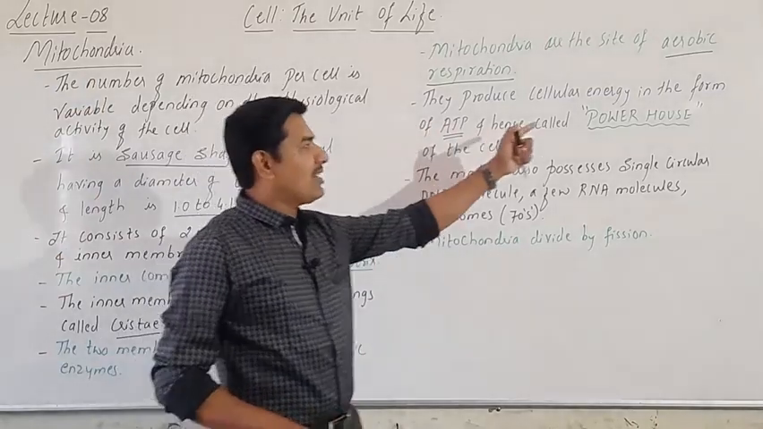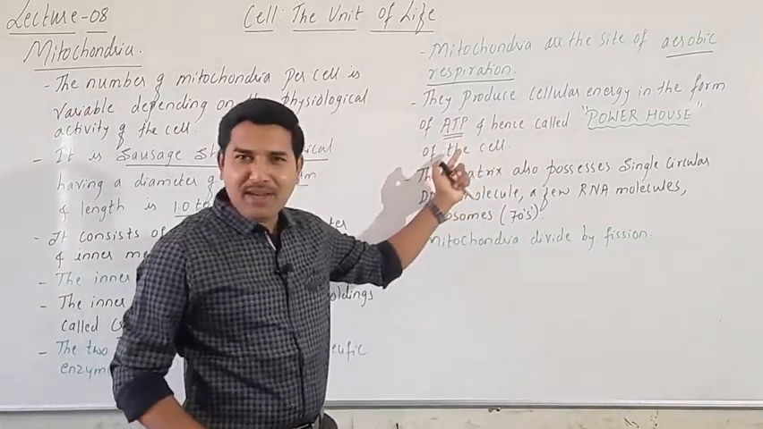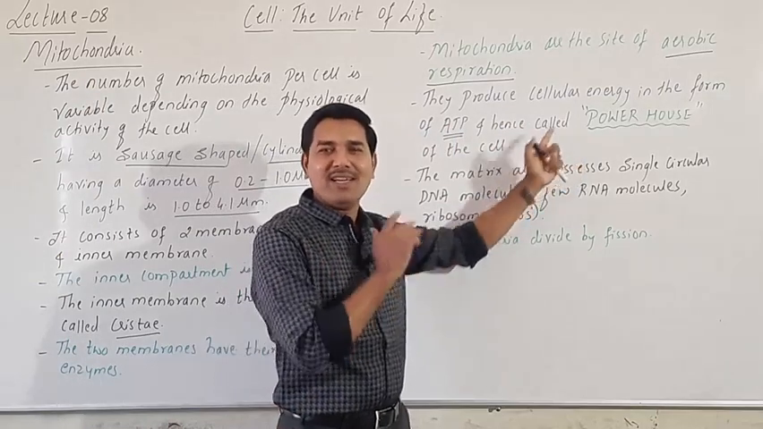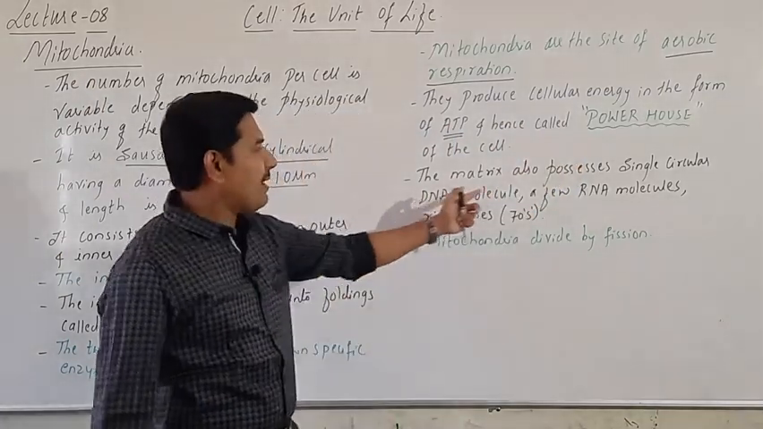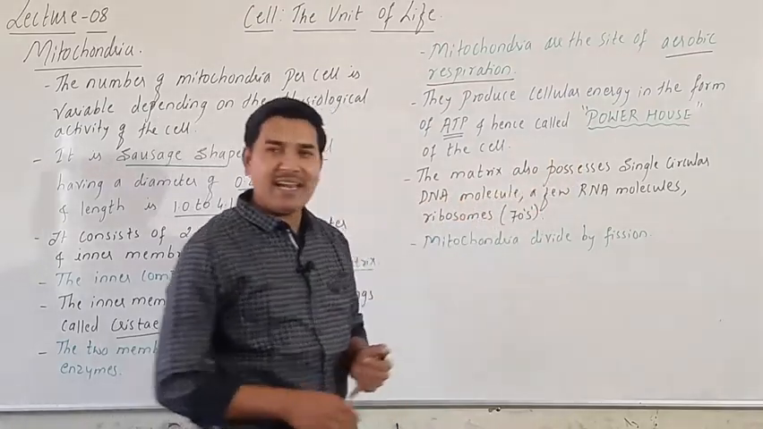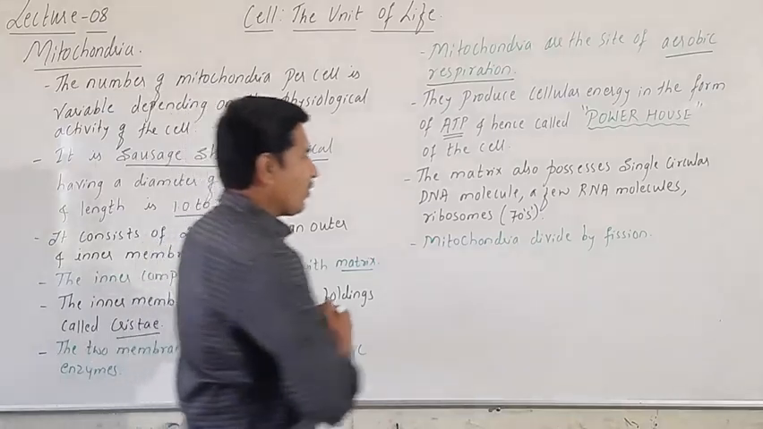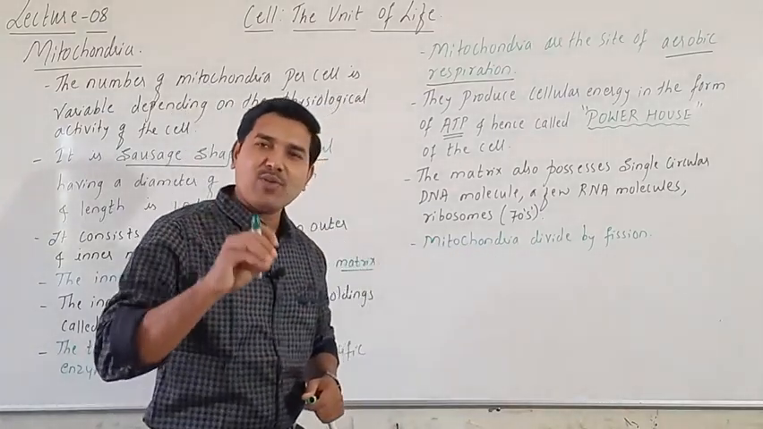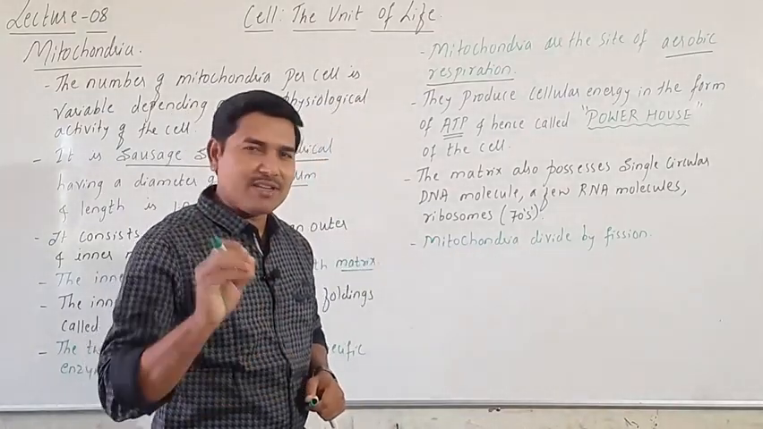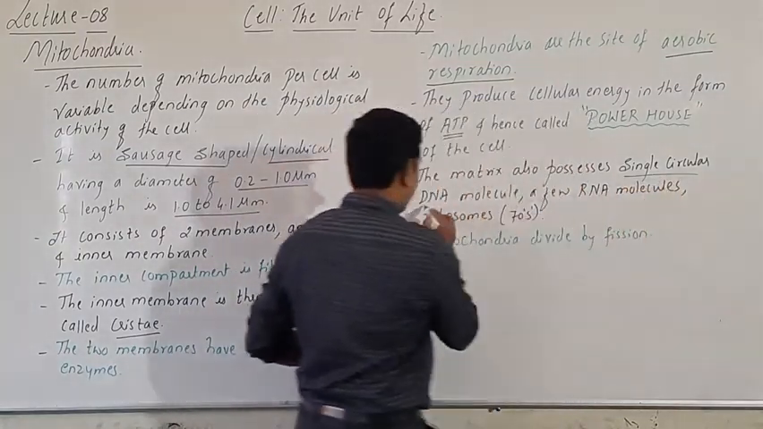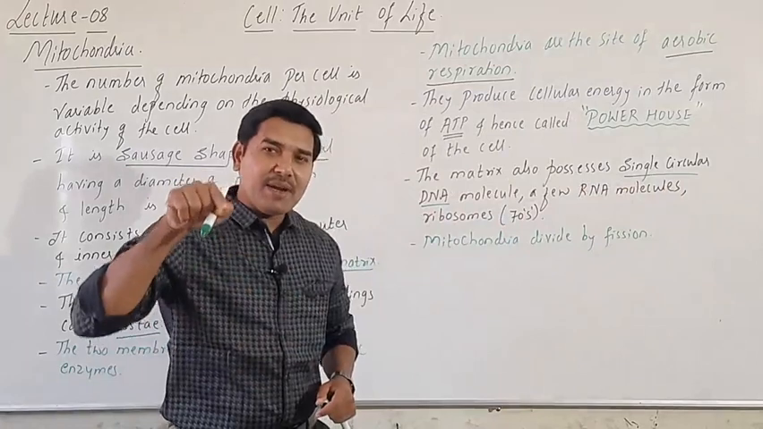So they produce cellular energy in the form of ATP and hence they are called what? Powerhouse of the cell. The matrix also possesses single circular DNA. What is inside the matrix? Look at this part. Where is the matrix? The fluid inside the inner membrane is called the matrix. That consists of what? Single circular DNA. It has its independent DNA.